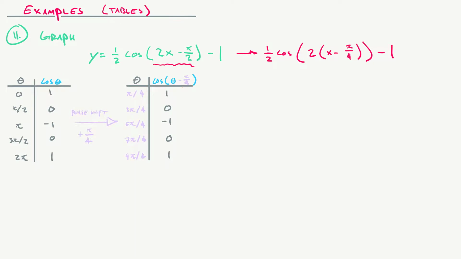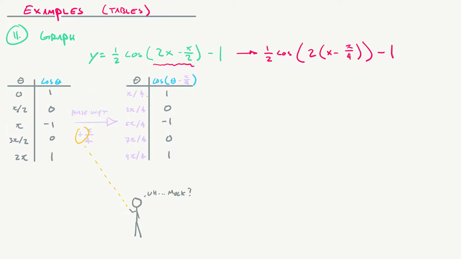Okay, so now that we've got the phase shift out of the way, we see that it's pi over 4 to the right. We're going to add pi over 4, and so what I did is I just added pi over 4 to all these things. 0 plus pi over 4, pi over 4. Pi over 2 plus pi over 4, 3 pi over 4. Right, so on and so forth down the line here. The period is still 2 pi because 9 pi over 4 minus pi over 4 is still a distance of 2 pi.